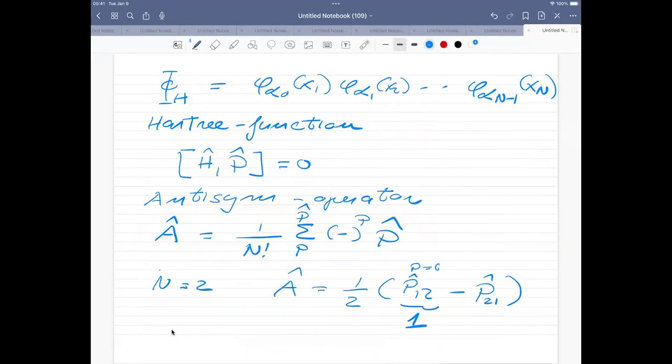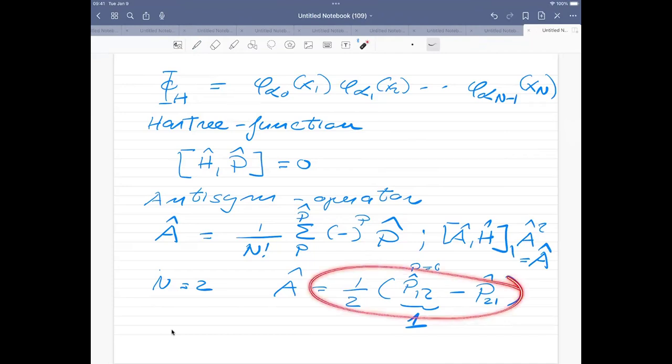If you now look at this operator, since it just contains P, it commutes with the Hamiltonian. And it's easy to see, and you can test that for the n equal 2 case, that if you take A squared, so this is another property, it is equal to A. So if you're a little bit in doubt, just take this operator here, and you will see that immediately.